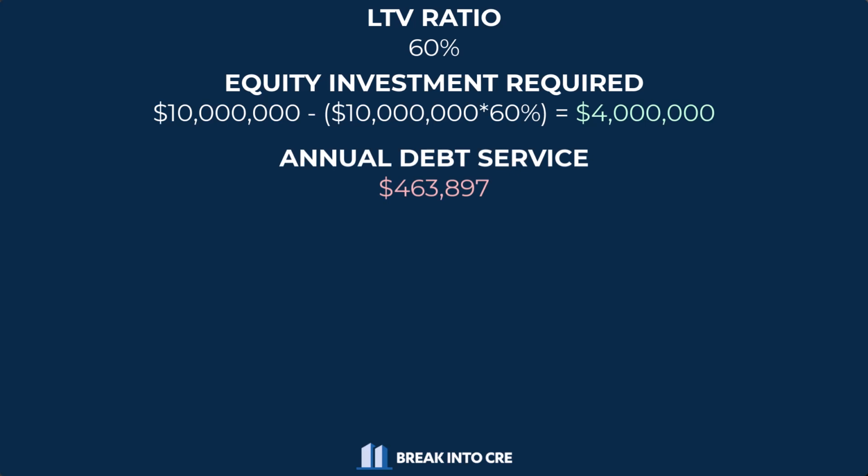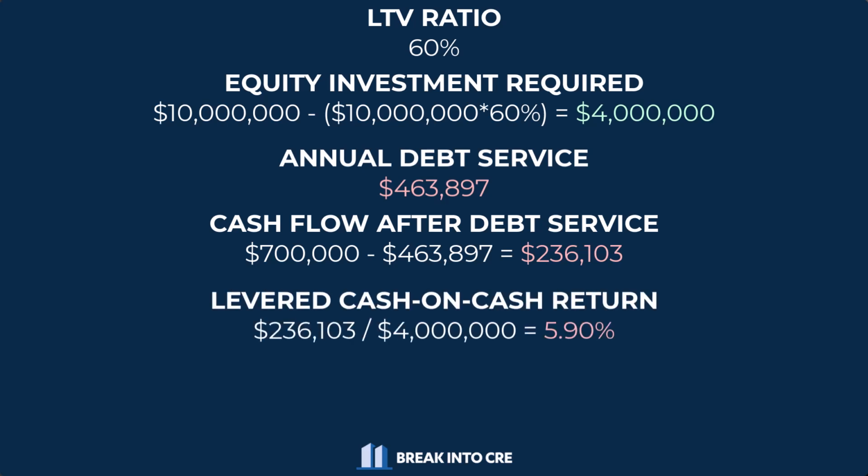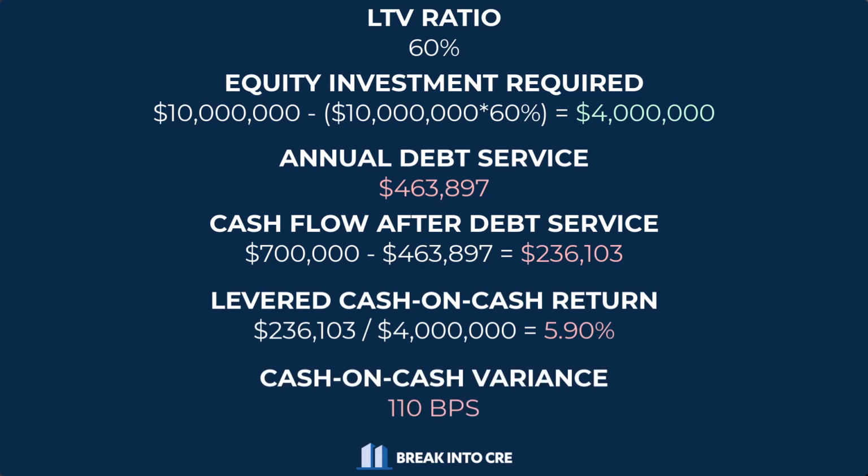And if we subtract this $463,000 amount from our initial $700,000 NOI, this results in just $236,000 in cash flow left over, which, based on that $4 million equity investment, would produce a cash on cash return in our leverage scenario of just 5.9%, or 110 basis points lower than in the unlevered scenario.